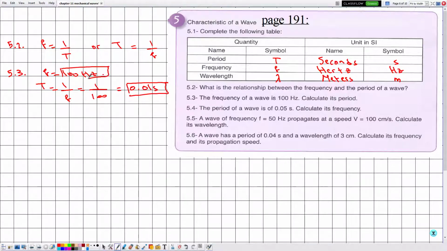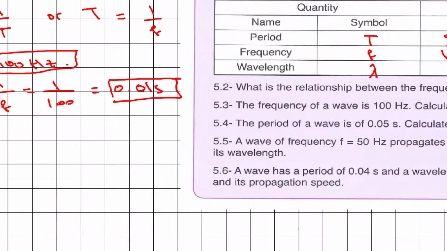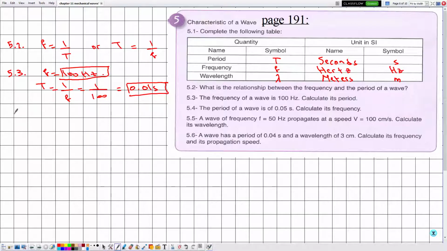So what does each one represent? The frequency represents the number of vibrations in 1 second. The period represents the time required to complete one vibration or one oscillation.